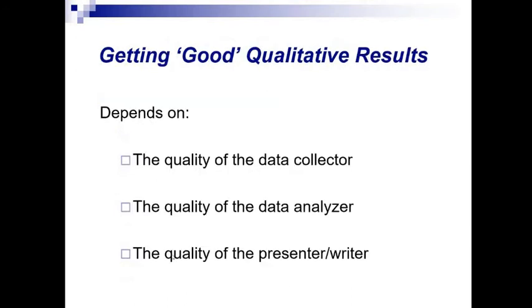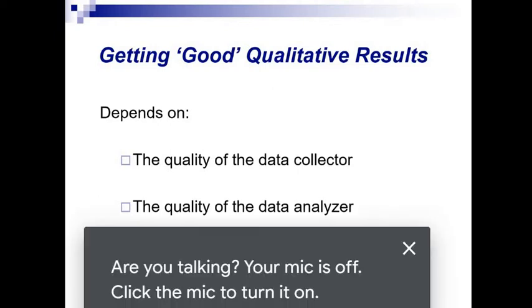Okay. Now, it is at this point that we need to realize that getting good qualitative results depends solely on the researcher. Okay, this is different from quantitative research, no? Because we have to remember that in quantitative research, we can even hire people to do other things for us in relation to getting good results.